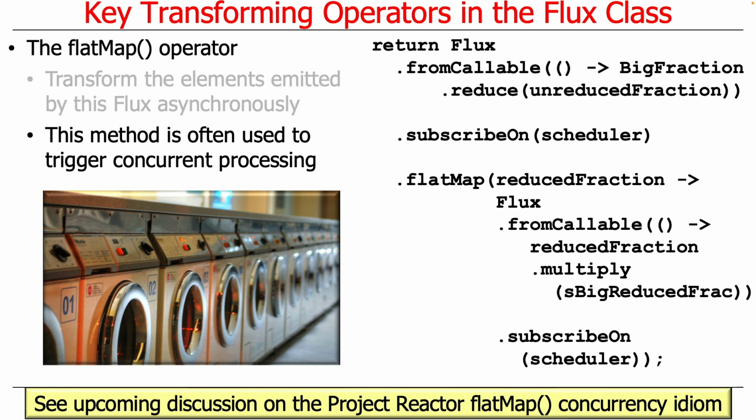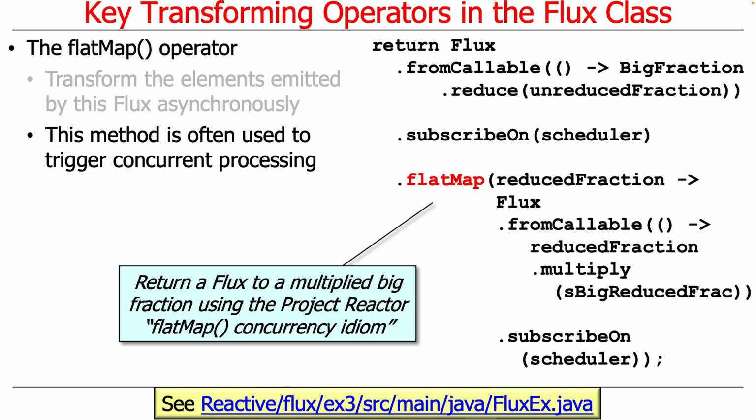We often use flatMap for triggering concurrent processing. And this is what's known as the Project Reactor flatMap concurrency idiom. It turns out that there's also an RxJava flatMap concurrency idiom. We will talk very, very briefly about that. Same basic idea. And you can use this in order to be able to do some type of embarrassingly parallel processing. So let's take a look at a very simple example.